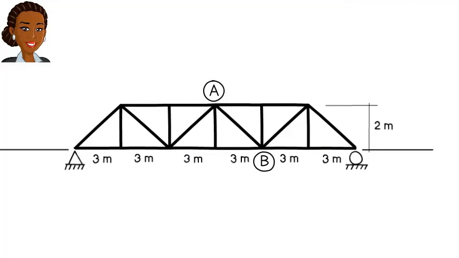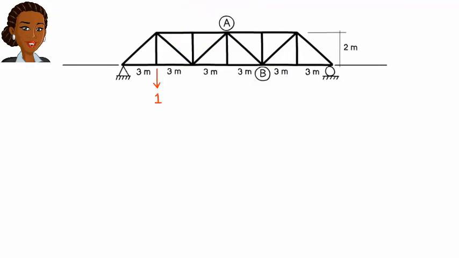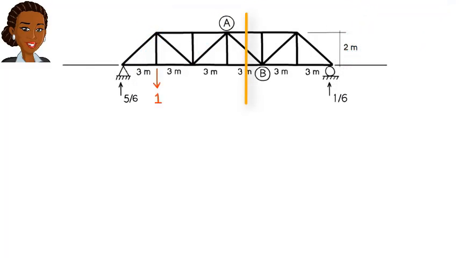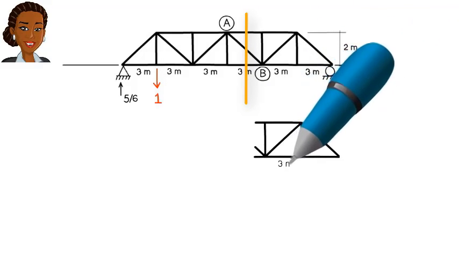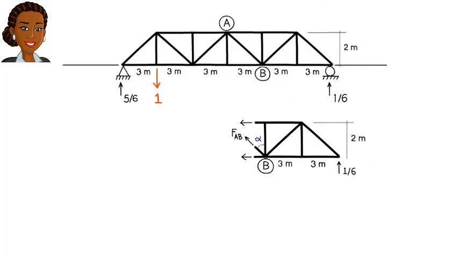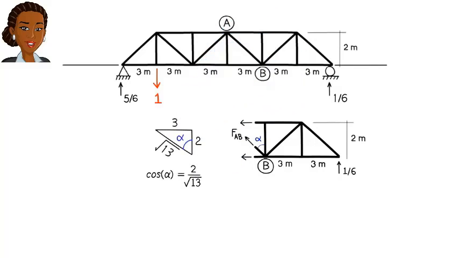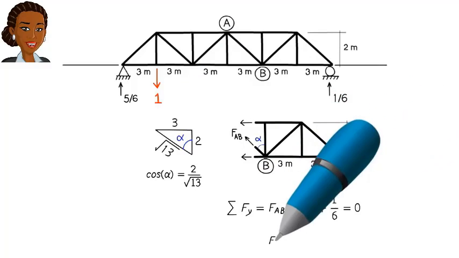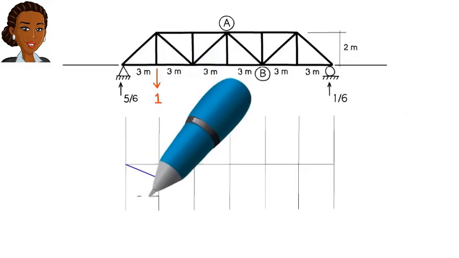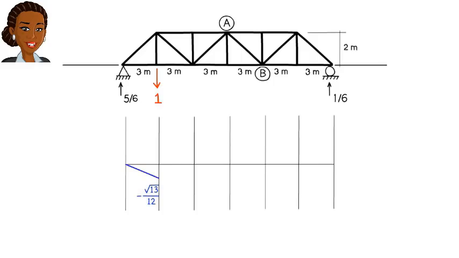Say for member AB. To do so, we start by placing a unit load at this joint and calculate the support reactions. Then, we cut the truss through member AB, draw the free body diagram for the right segment of the structure, and sum the forces in the y direction in order to determine the axial force in AB. We then plot this value as a point in our line graph and use a straight line to connect it to the starting point of the graph.